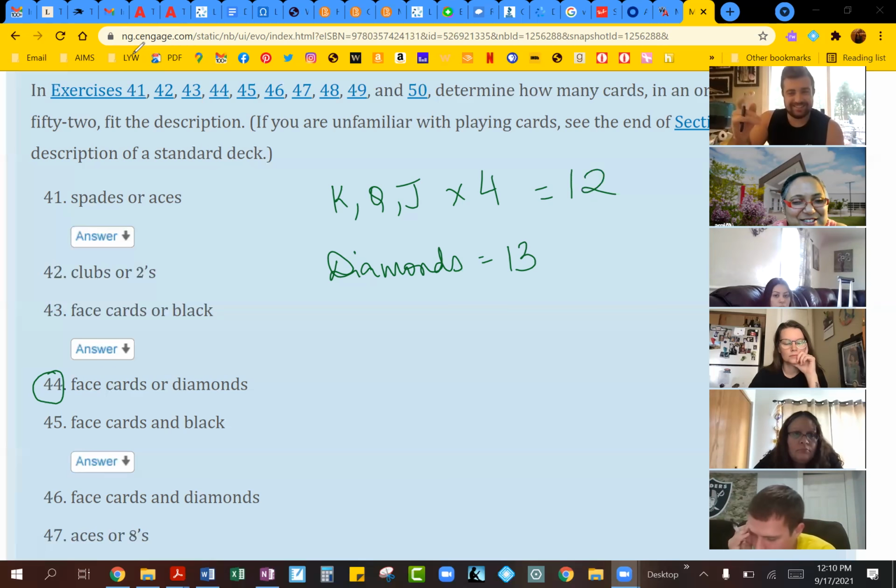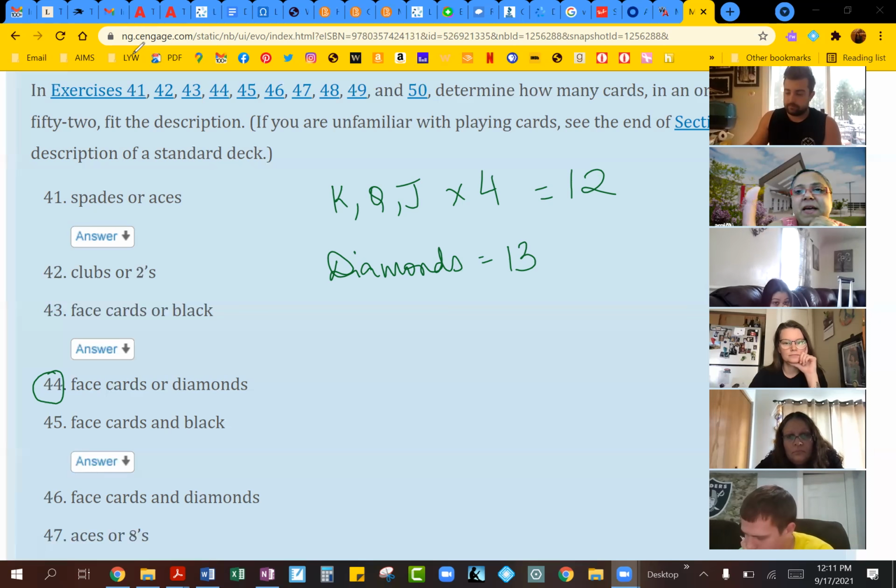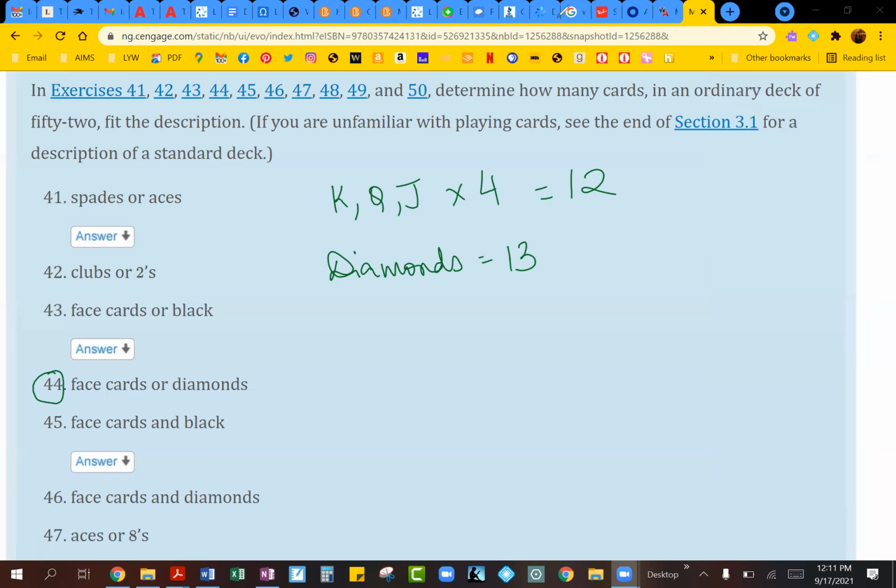Okay, Brandon, I just saw your message that aces are not face cards. So what do you think our total is for the number of cards for face or diamonds? 25? Anybody who wants to dispute that claim? Some of the face cards are diamonds, so we would have to figure out the difference, or the intersection, first.